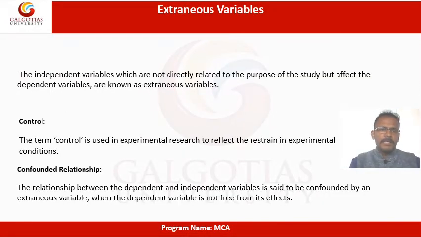Extraneous variable: the independent variables which are not directly related to the purpose of the study but affect the dependent variable are known as extraneous variables. Then control. The term control is used in experimental research to reflect the restraint in experimental conditions. Confounded relationship: the relationship between the dependent and independent variable is said to be confounded by an extraneous variable when the dependent variable is not free from its effect.